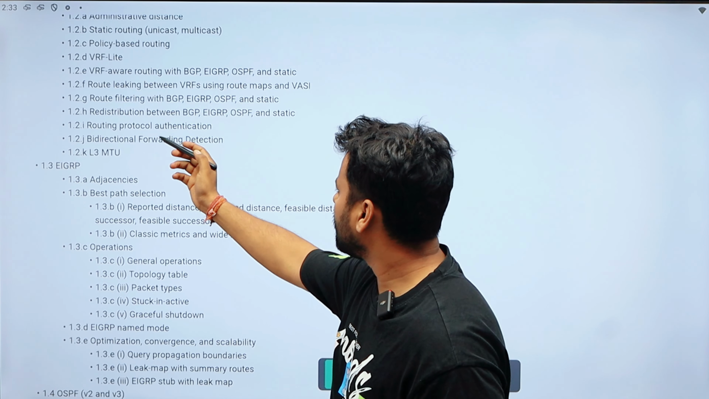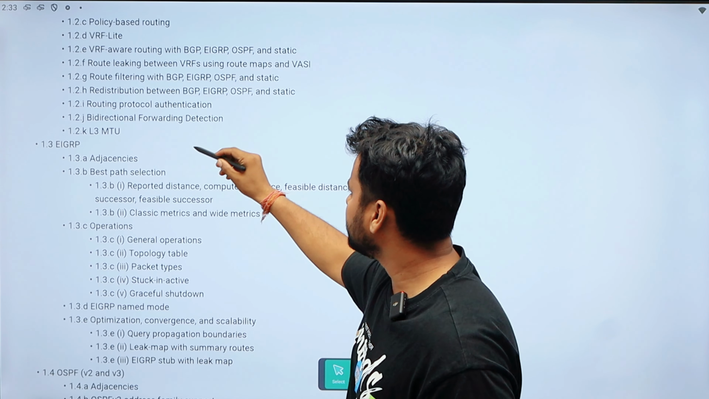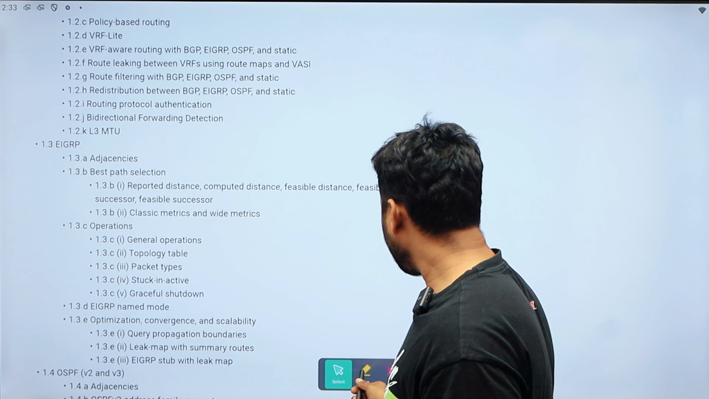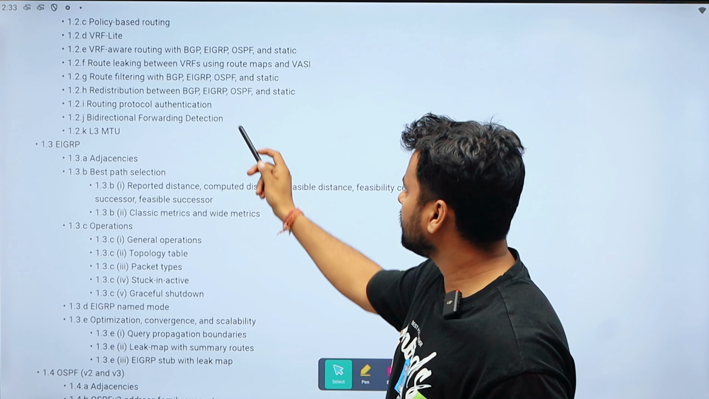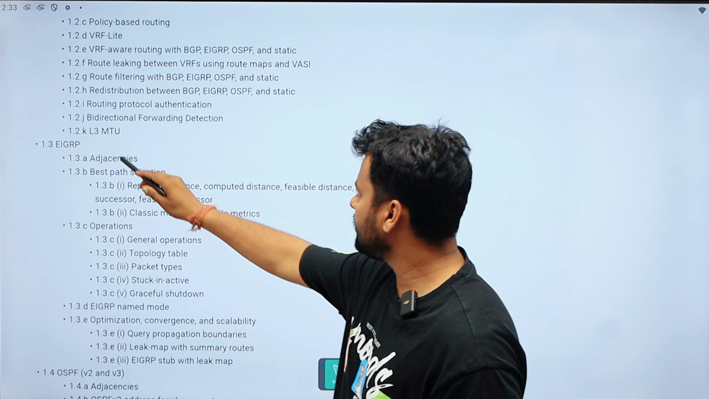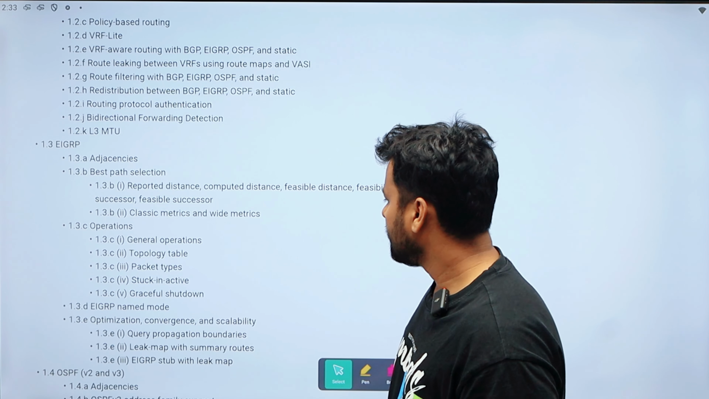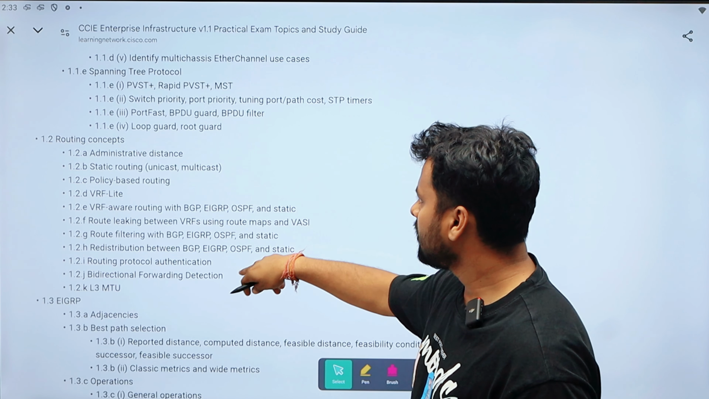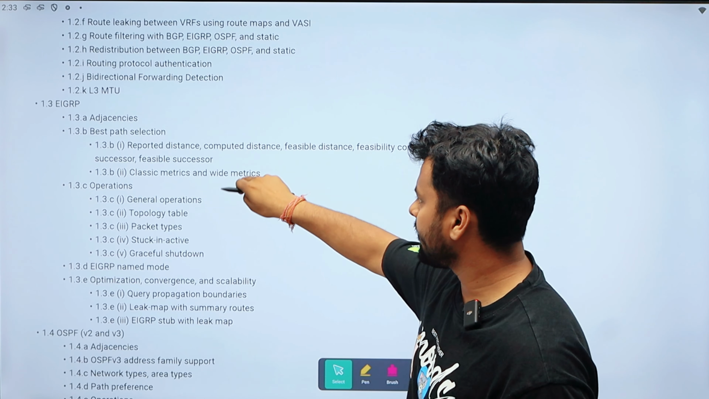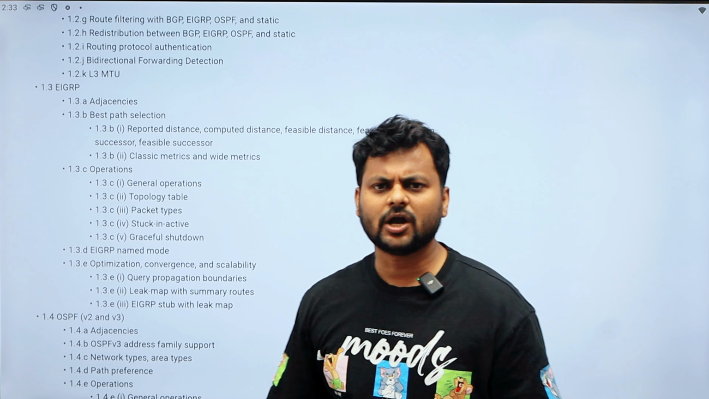Then a simple mechanism, routing protocol authentication, that you have already known from the CCNA part. BFD is an important concept for production, interviews, and the exam perspective. And then finally we have L3 MTU. So once we are done with the routing concept, we have a section on the EIGRP protocol. A lot of things in EIGRP, right?